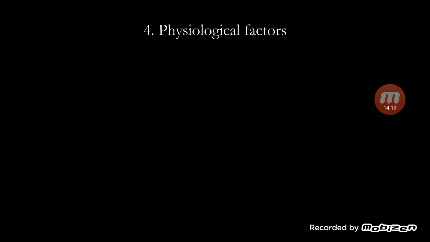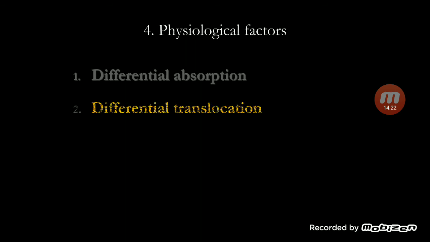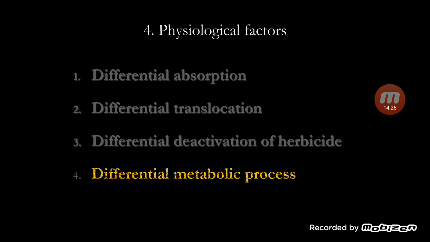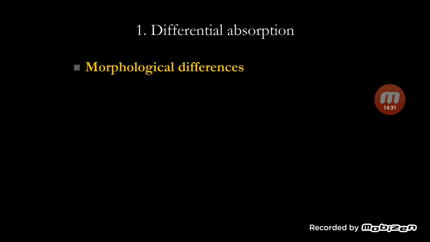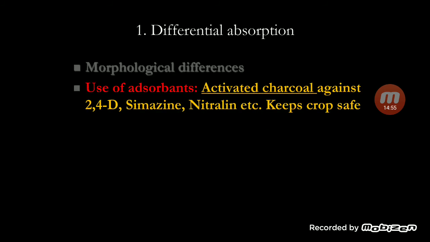Then physiological factors like differential rate of absorption, differential rate of translocation, differential rate of deactivation and differential metabolic processes are there. Differential absorption, the herbicide is having a differential absorption. Just now I gave example of grasses and broadleaves. So, morphological differences affect the rate of absorption. Grasses have less absorption because of their narrower leaves, whereas broadleaf has more absorption because of the spreading type of leaves. And the absorption can also be controlled by use of some adsorbents like activated charcoal.